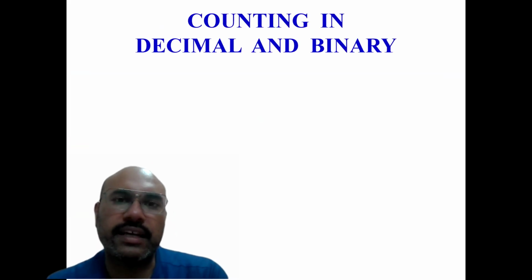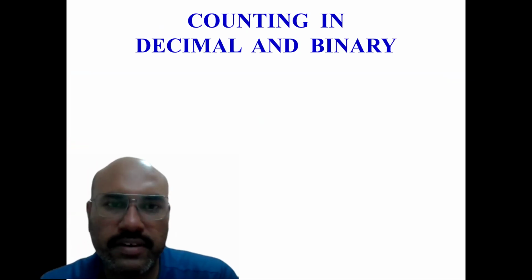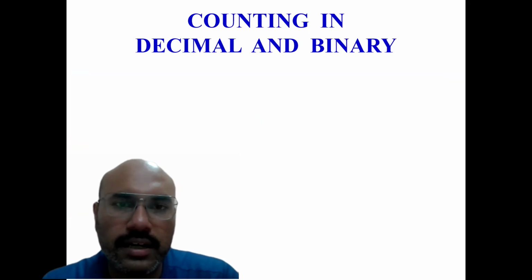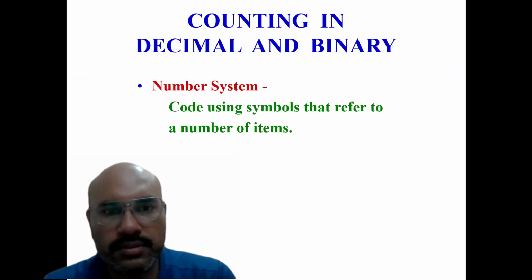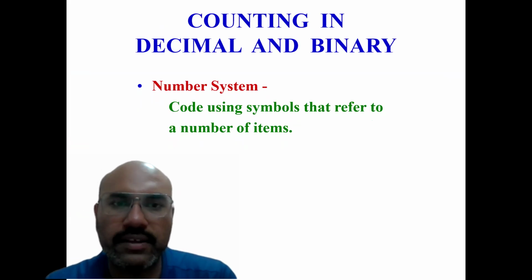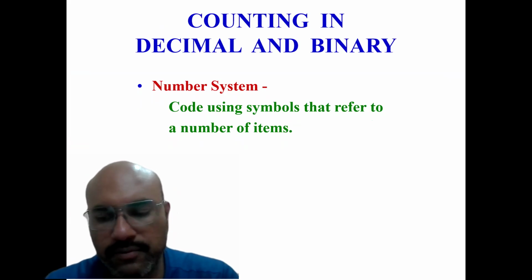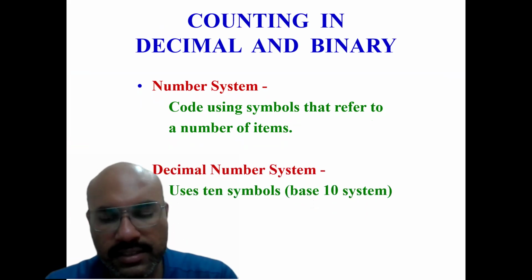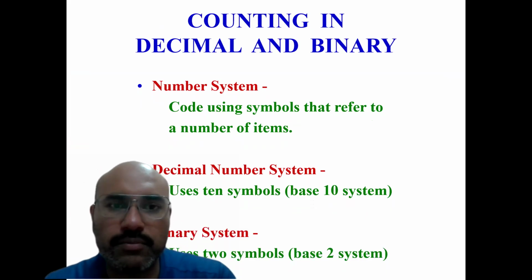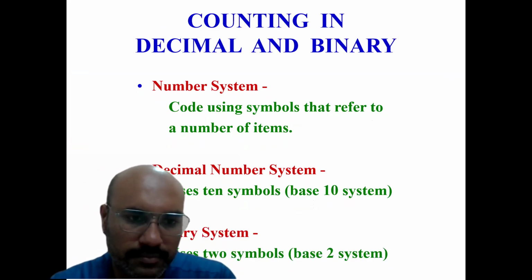So what is counting in decimal and binary? How do we count in decimal and how do we count in binary? There is a significant difference between the two. Let's discuss what those differences are. A number system is basically a code or symbols that we use to define numbers. In the decimal number system, we have numbers from 0 to 9, and that has the base of 10. And in binary, we have numbers 0 and 1 only, which has the base of 2. So how do I define this?